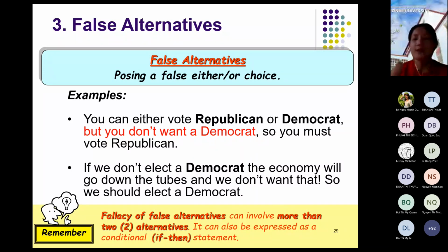Okay, so this is the example. Please remember, that is why be careful when you use the argument by elimination. You need to make sure that you list up all of the possibilities. Otherwise, you may be falling into this mistake.